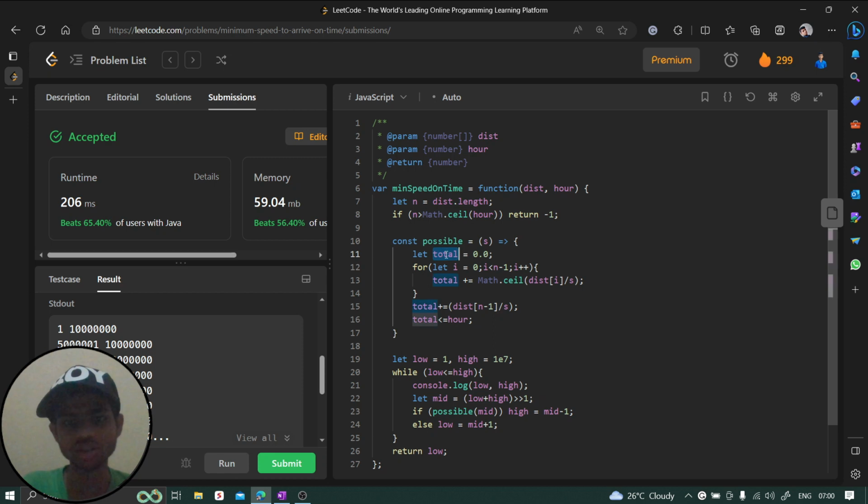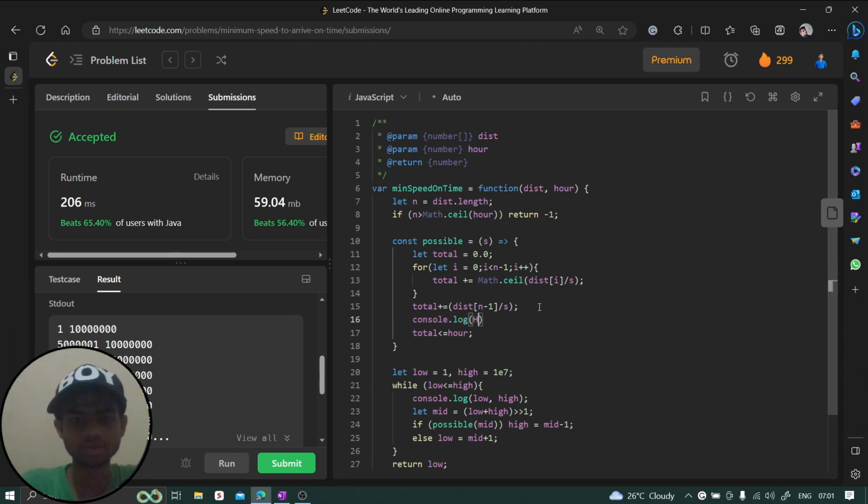We have total which is 0.0. Now we are incrementing with Math.ceil of distance of i divided by speed, right? So we are dividing with this particular speed, and this speed is nothing but this mid, fine. So it should be greater than that, right? Total should be less than this much part. So I think there are some issues over here.